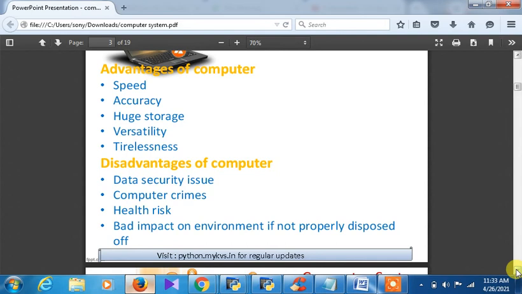So data security issues, computer crimes, health hazards, and the bad impact on the environment if not properly disposed of, these are all its disadvantages, because it contains a lot of toxins, like metals such as chromium and lead. These are hazardous metals, you can say. So these are its disadvantages.